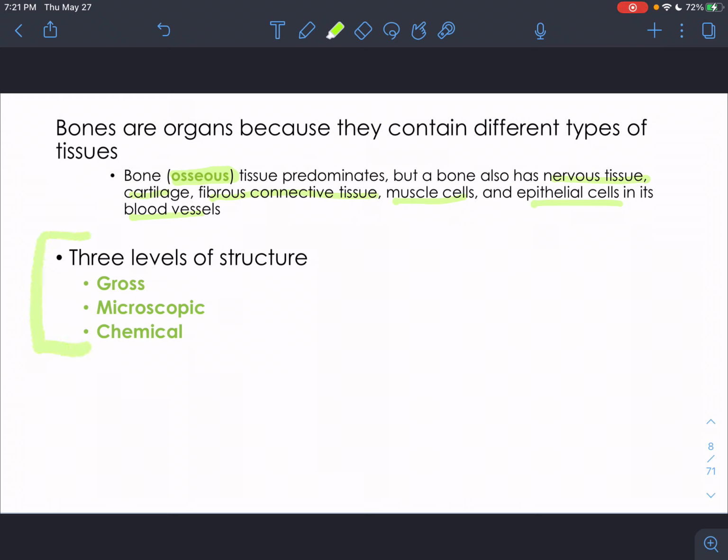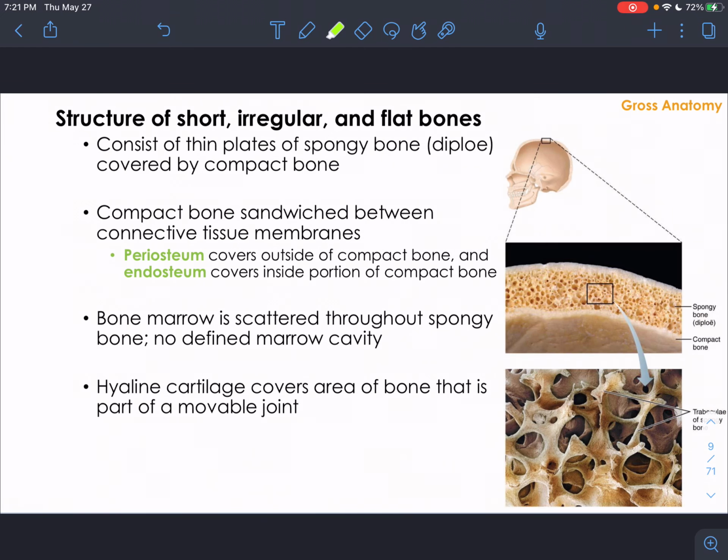Okay, and we can talk about bones with 3 levels of structure. These we talked about in chapter 1: the gross structure, what you can see with the naked eye, bigger picture items; microscopic, the small stuff; and chemical, even smaller. Okay, so let's start with the gross level of structure.